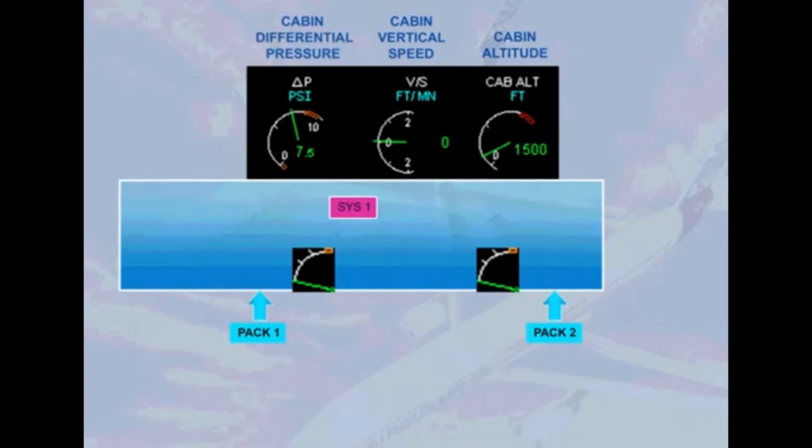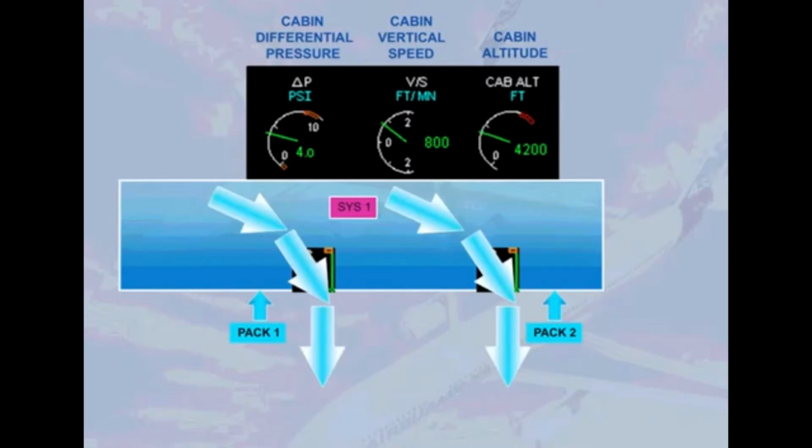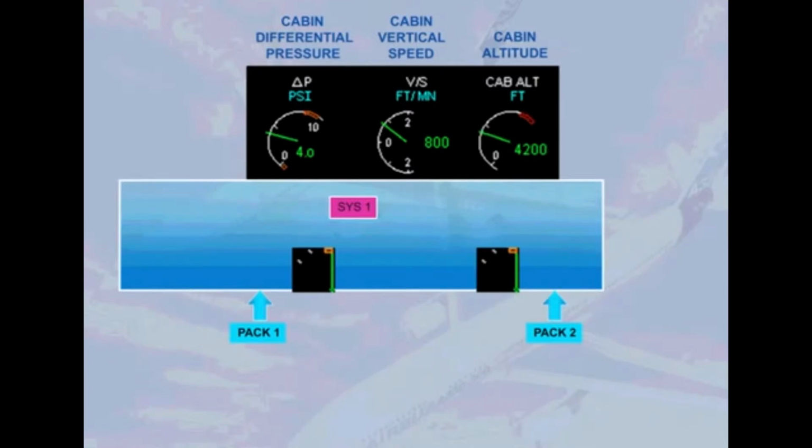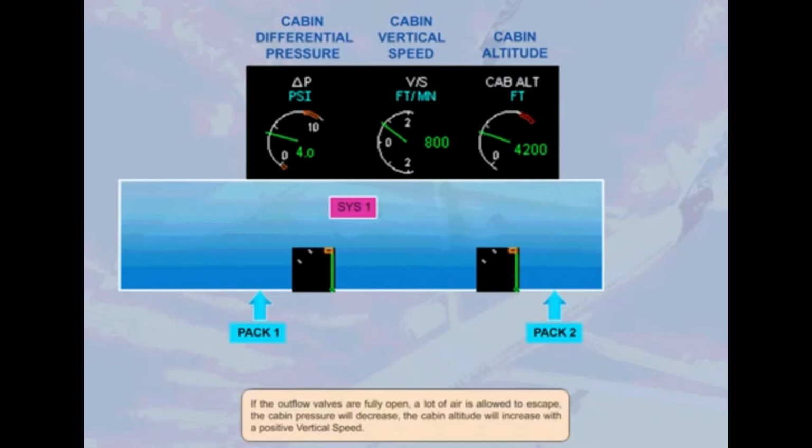If the outflow valves are fully open, a lot of air is allowed to escape. The cabin pressure will decrease. The cabin altitude will increase with a positive vertical speed.